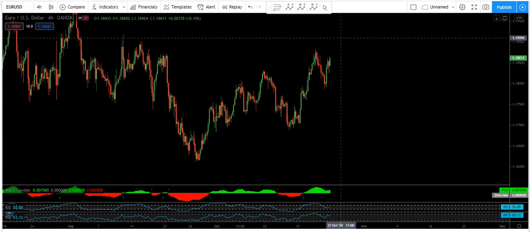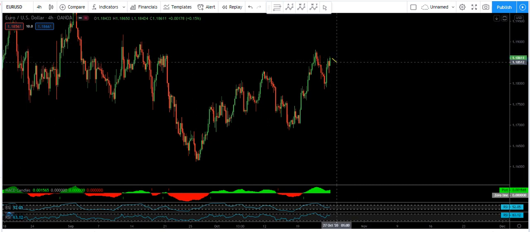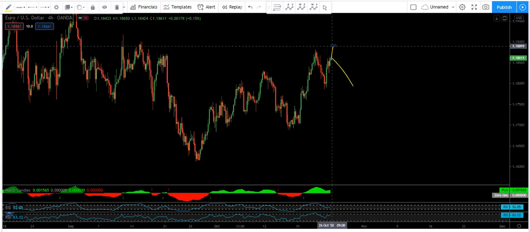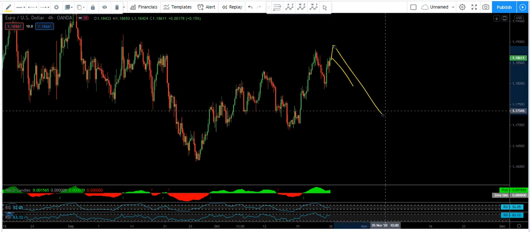Anyway, we don't have any trade setup right now here. Now the question is whether the price from here drops, or we expect the price to break the top and then drop.